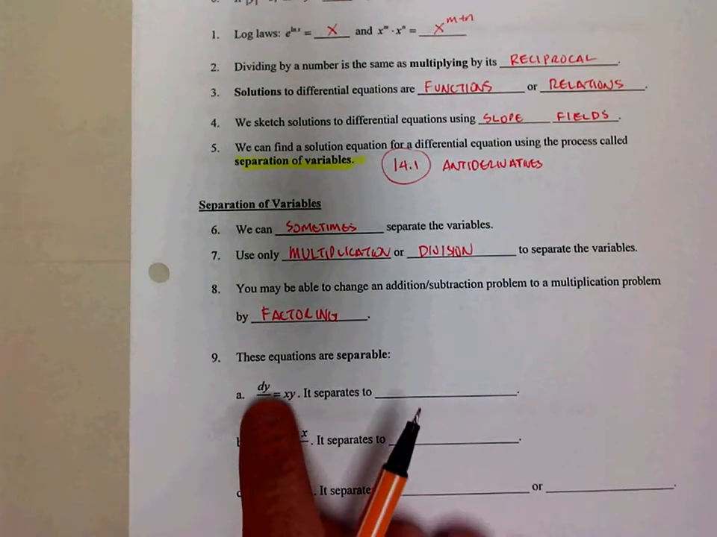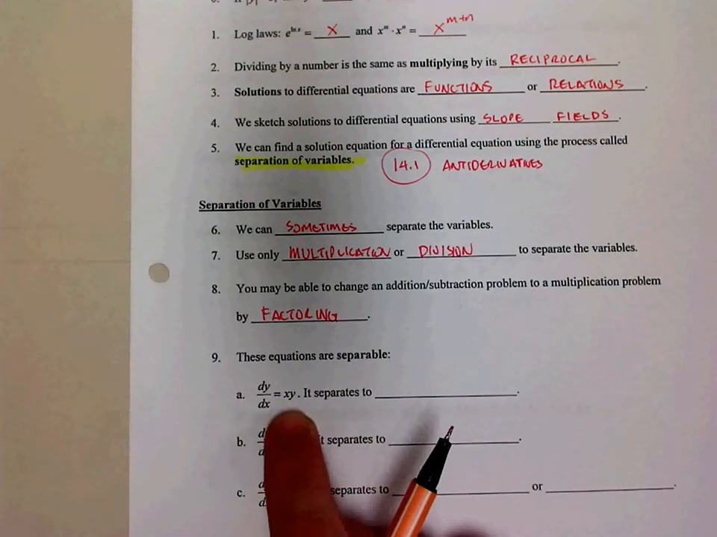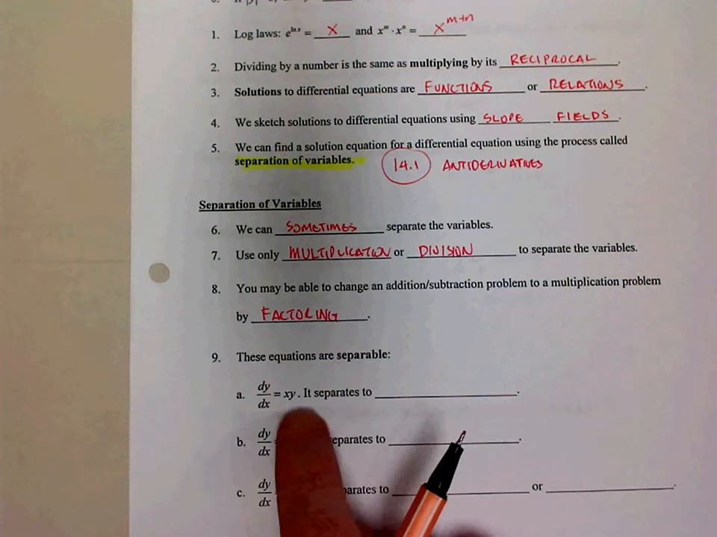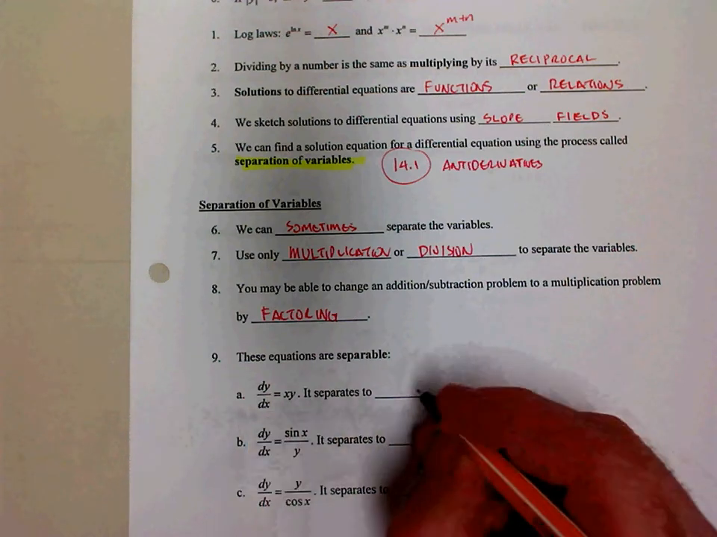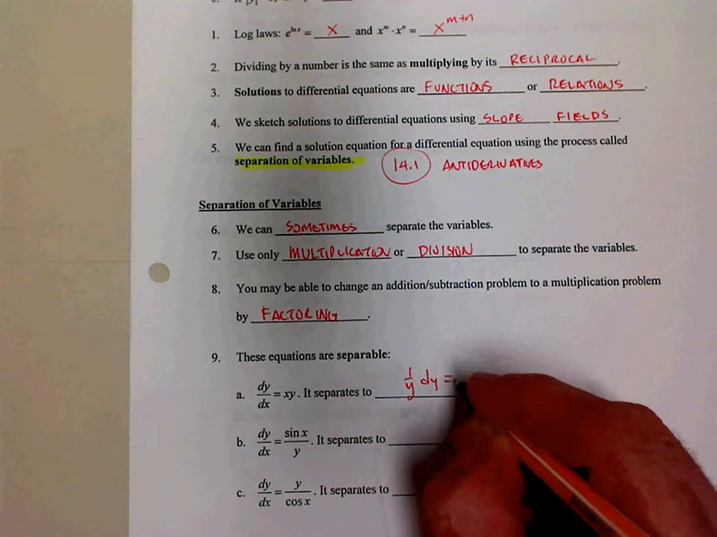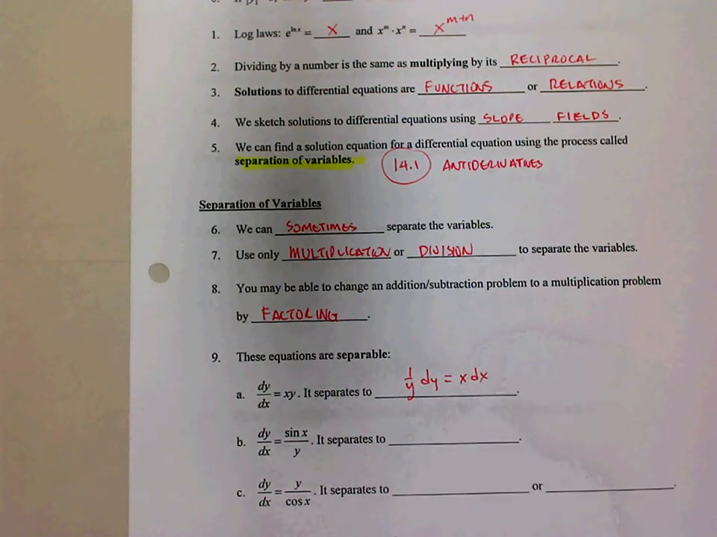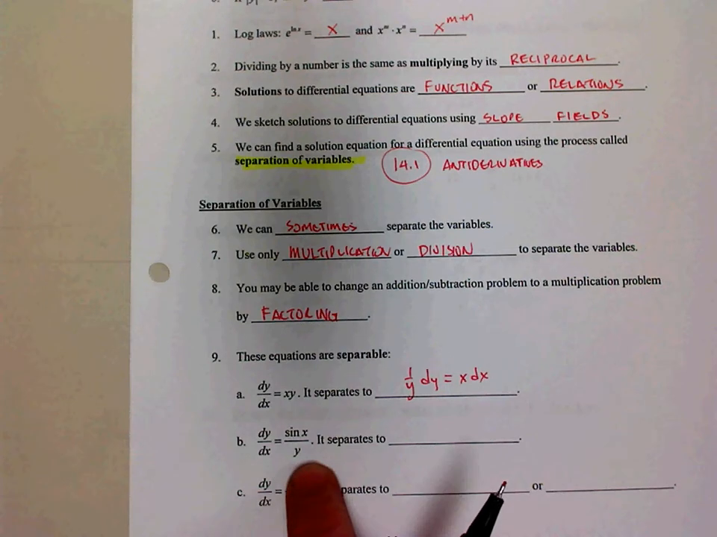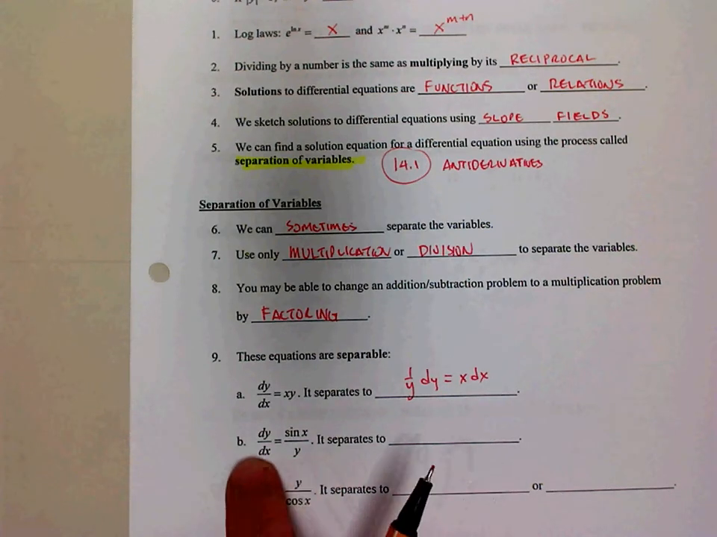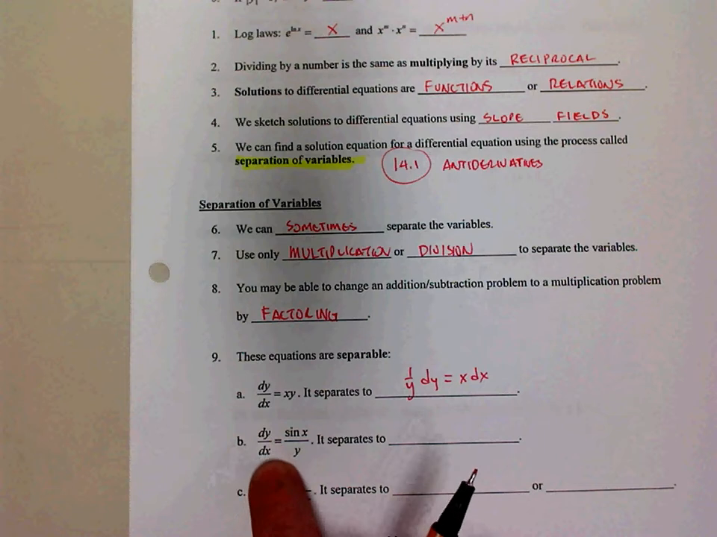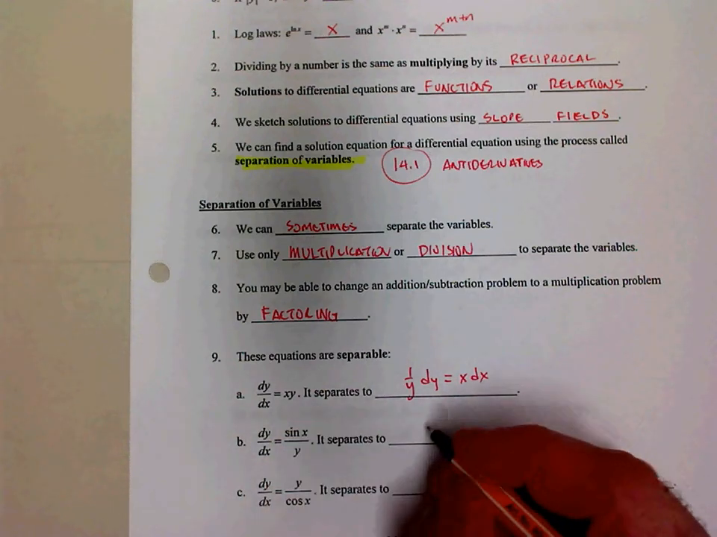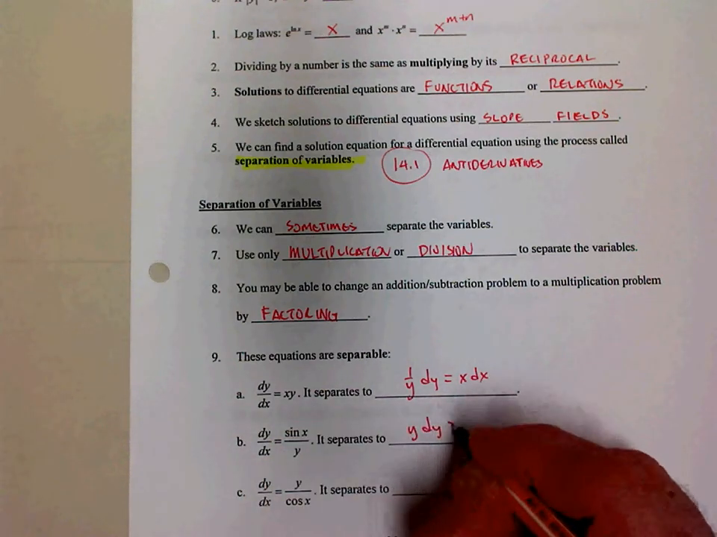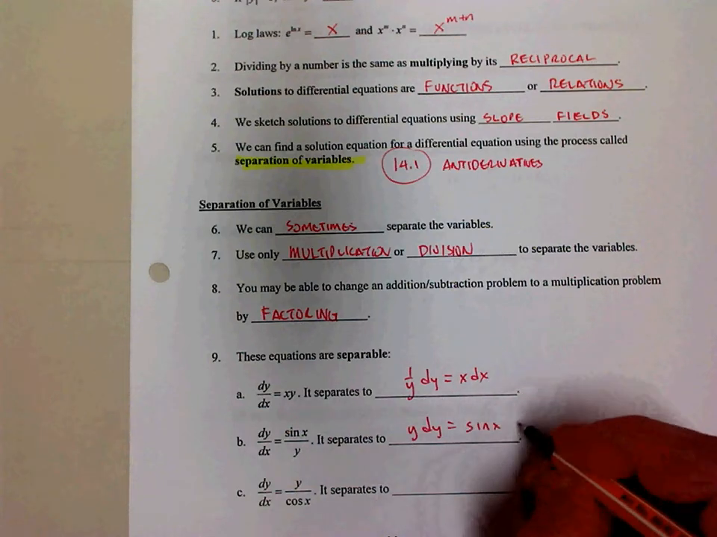You'll see that we've got a dy/dx on this side, and we've got an x and y on this side. If we multiply both sides by dx and divide both sides by y, we'll get 1 over y dy equals x dx, something we did a long time ago with implicit differentiation. Let's take a look at this next one. Same thing here. We can get our y's on one side and multiply both sides by dx. This will give us y dy equals sine of x dx.